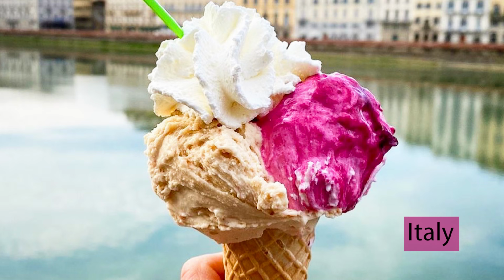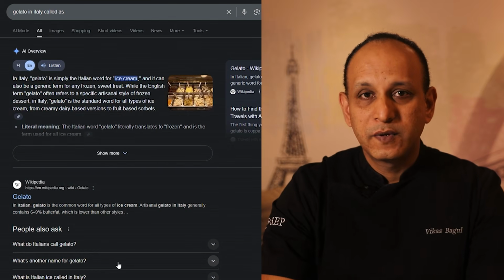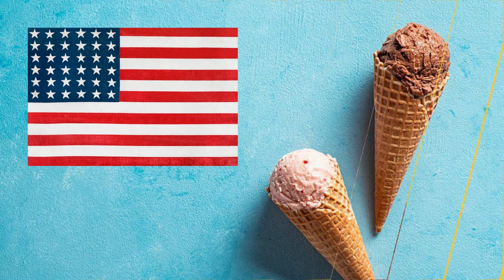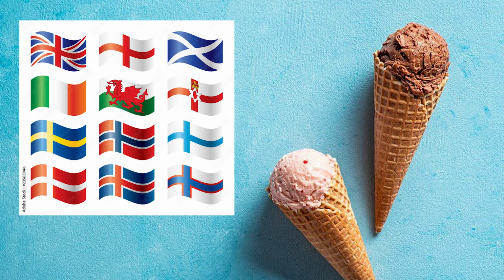First and foremost, the origin. Let's start with where gelato and ice cream come from. Traditionally, gelato comes from Italy, and the word gelato in Italy simply means ice cream. Ice cream basically originated from the United States or Northern Europe. These are the two origins of the desserts.